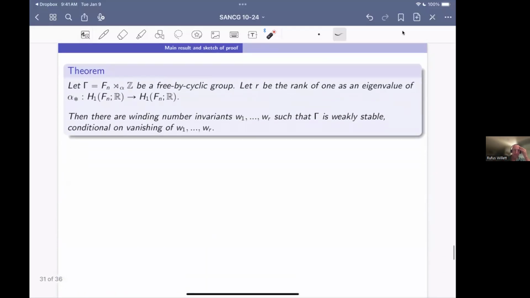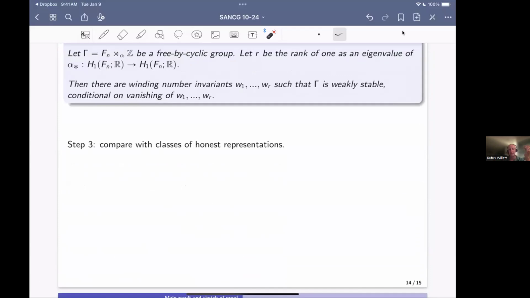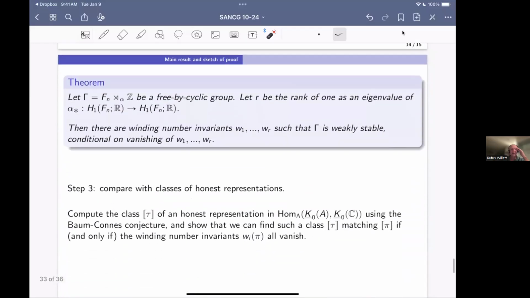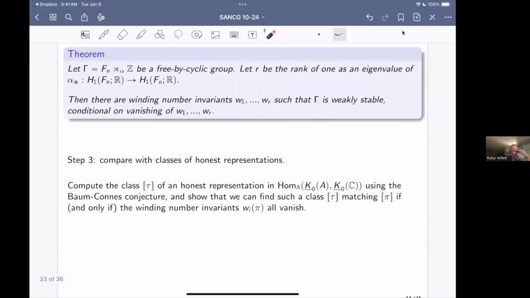Okay. Third step is where the geometry comes in. So step three, compare with classes of honest representation. So we've got this partially defined class in some controlled K-homology group, or in one of these Hom groups, and we need to compute the class tau of an honest representation in here, and we need to show that the class of that in this Hom group can be found to match this class pi if and only if all these winding number invariants vanish. At that point, the stable uniqueness theorem will say, okay, these are the same class in this Hom group, therefore we can get them to be approximately the same as each other up to unitary conjugation.